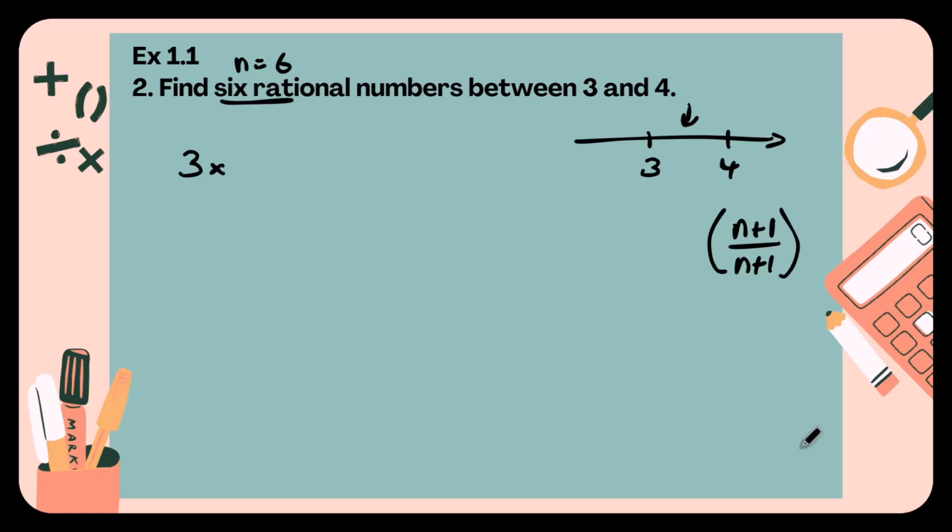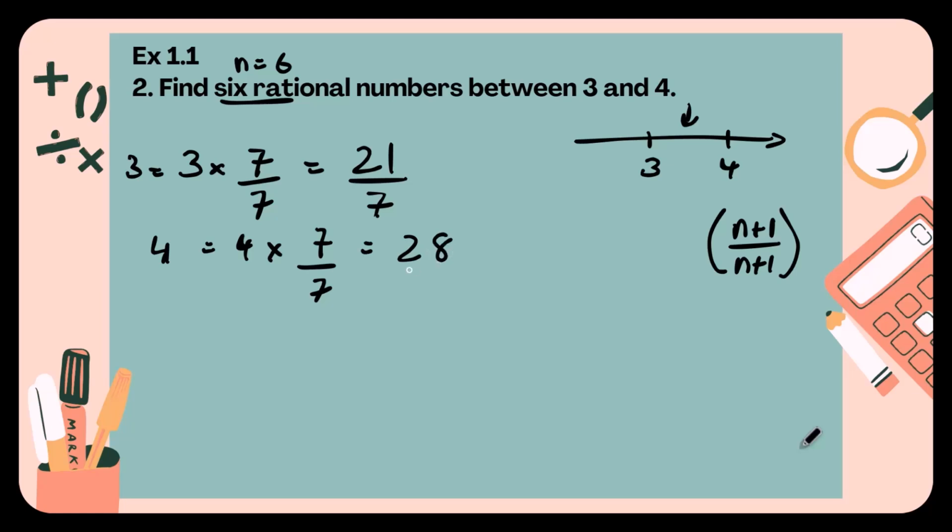If I do n plus 1 on the numerator and denominator, how much is it? n plus 1 is 6 plus 1, which is 7. So 7 by 7, your answer will become 21 by 7. So 3 can be written as 3 into 7 by 7, which is 21 by 7. Now what can we do? 4 can be written as 4 into 7 by 7. How much is that? 7 fours are 28, right? Now why did I do that?